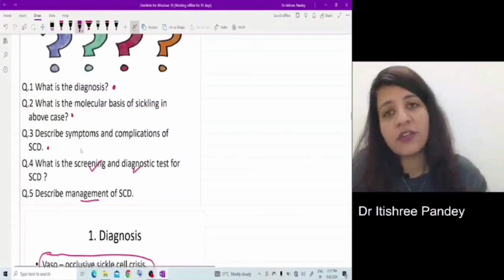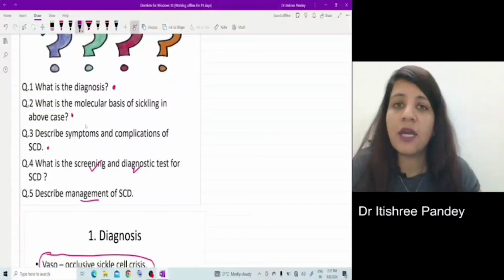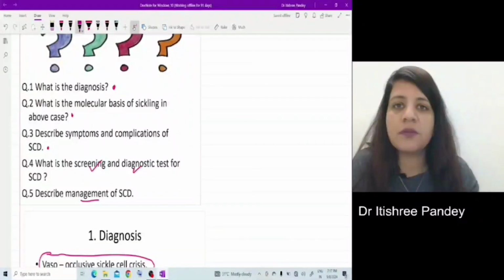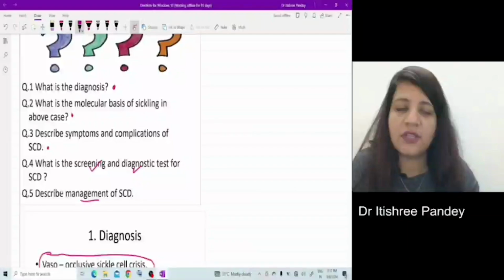Now, what is the diagnosis for this patient, and the molecular basis of sickling in the above case, the symptoms and complications of sickle cell disease, the screening and diagnostic tests for sickle cell disease, and the fifth is management of the sickle cell disease patient.